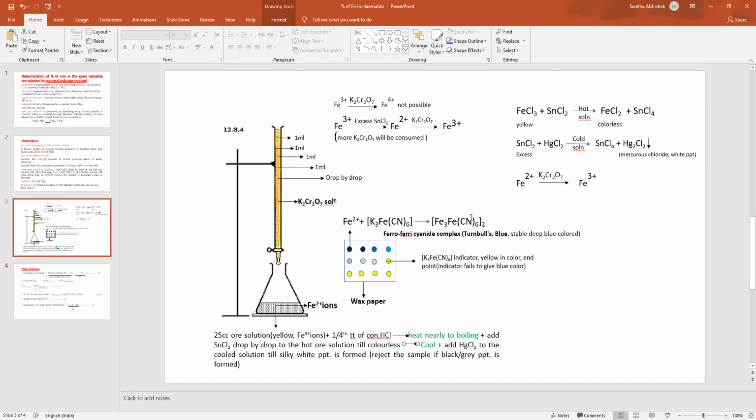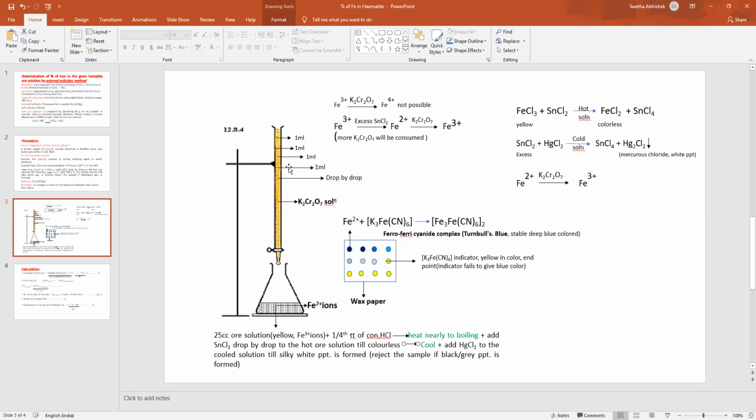In this ferroferricyanide complex, the potassium ions are replaced by ferrous ions. Because of its characteristic blue color, it is known as Prussian blue or Turnbull's blue complex, which is a stable deep blue colored complex. If the indicator changes to blue color, that indicates the ferrous ions are still left in the solution. This indicates that further titration has to be continued.